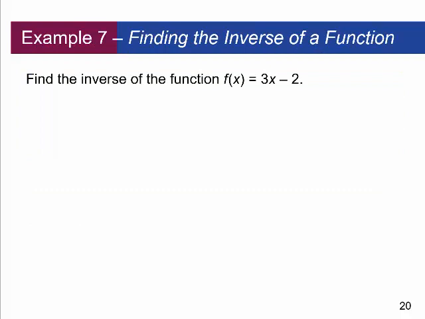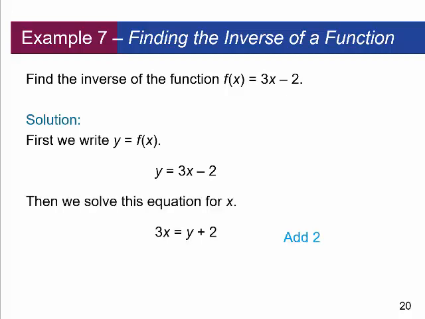All right, so let's find this inverse function here. Let's find the inverse of f of x is equal to 3x minus 2. First you're going to write it as y is equal to 3x minus 2. Next, you're going to solve this equation for x. You want to get x by itself.